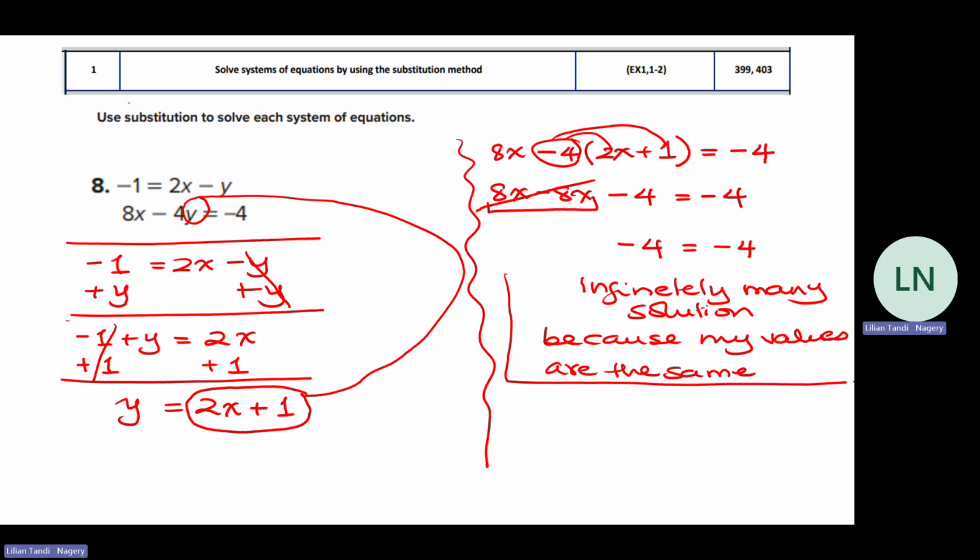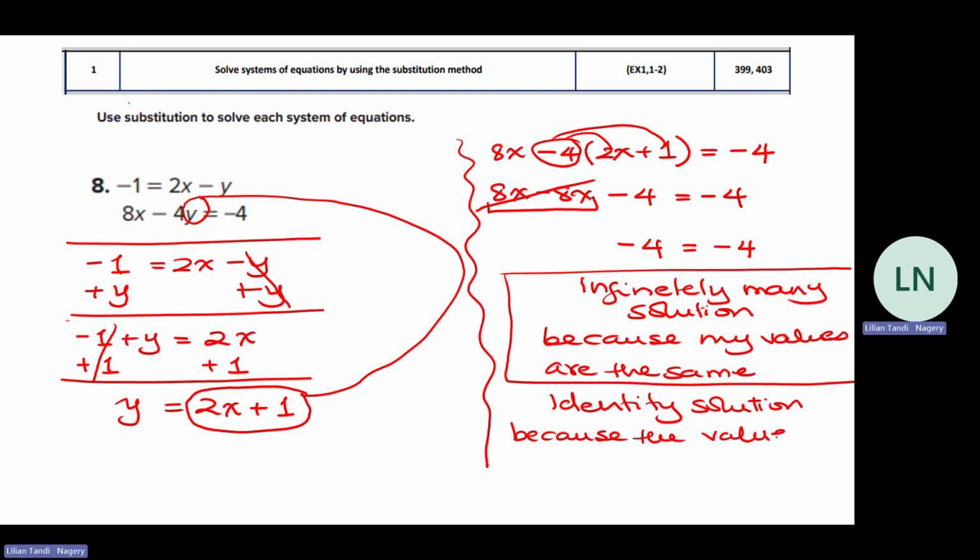Another name for infinitely many solutions is identity. So this is an identity solution, and the because is still the same. Because my values are the same, or because the value on the left is the same as the value on the right.